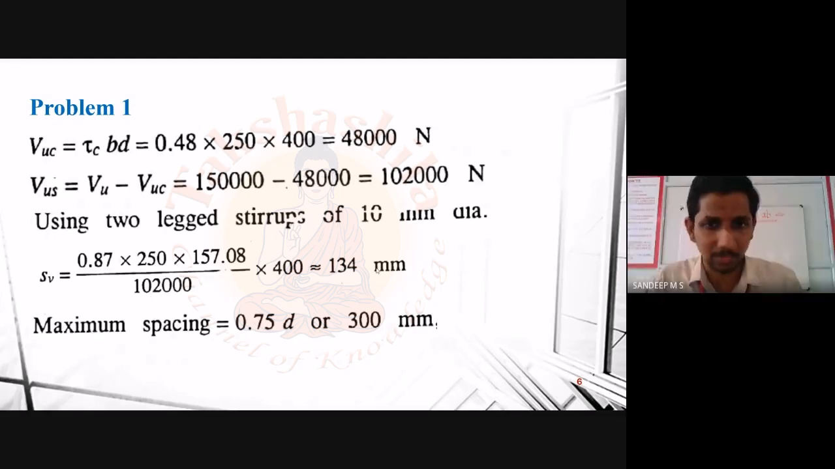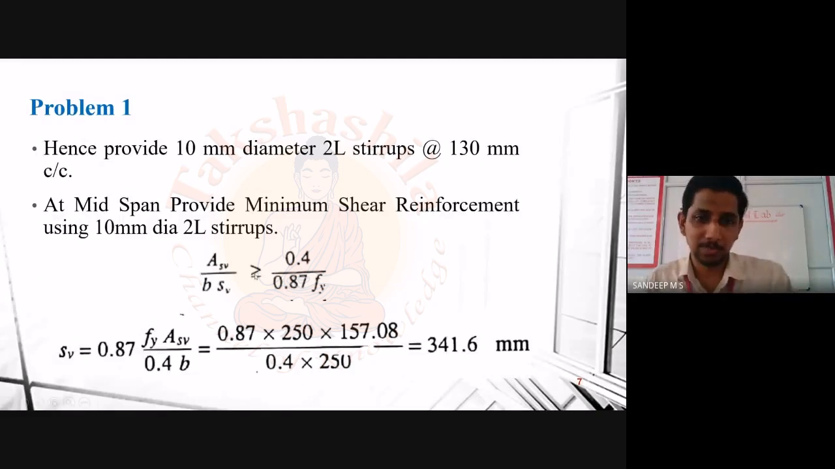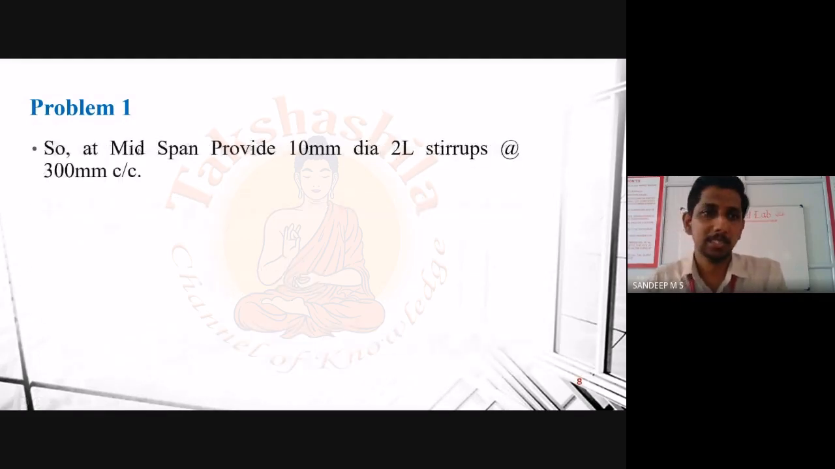Yes, sir. Okay. So for providing the minimum shear reinforcement, we can utilize this equation, use the same diameter and number of legs as we provided in the critical section for our ASV, then find the value of SV. And similar to here, we will finally write, so at midspan provide 10 mm diameter 2 leg stirrups at 300 mm spacing. Again here you have to perform that check, that is 0.75 D and 300 millimeter. Compare that spacing with the spacing which you calculated from this expression.